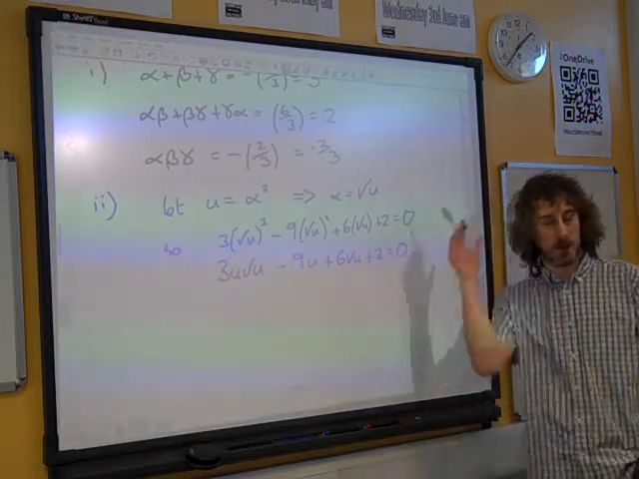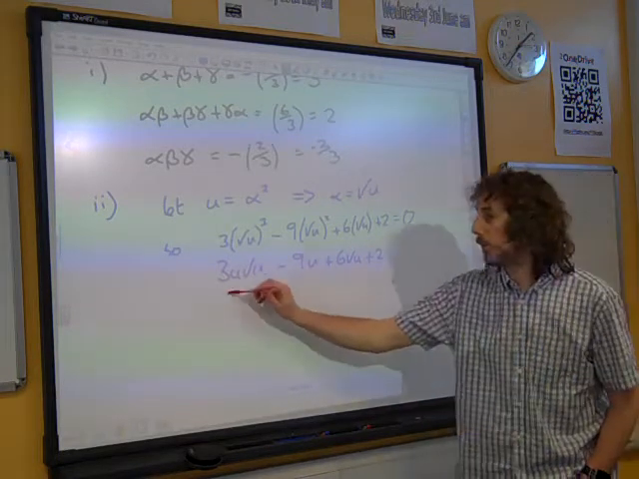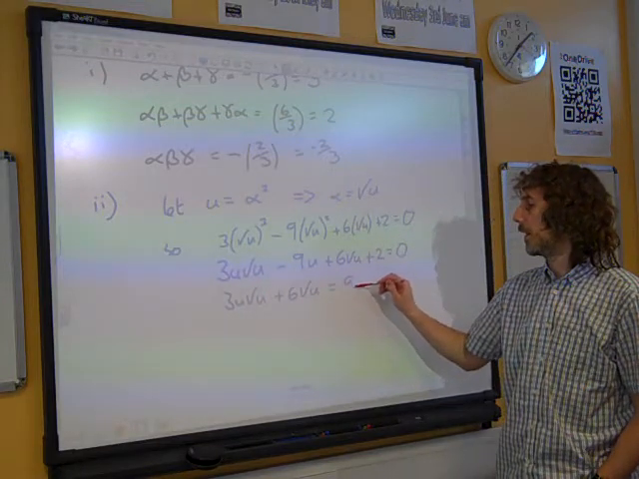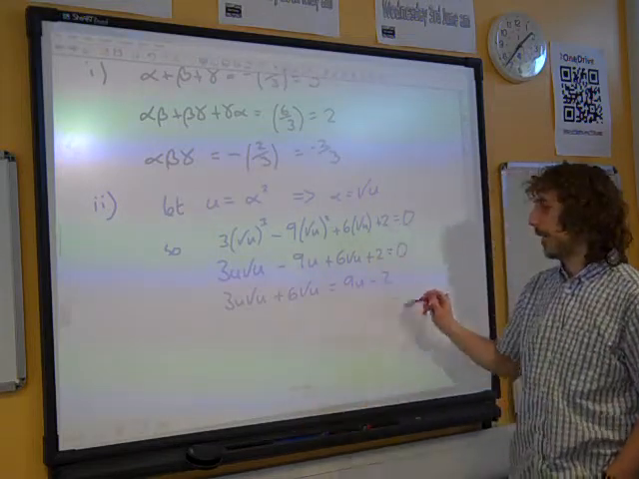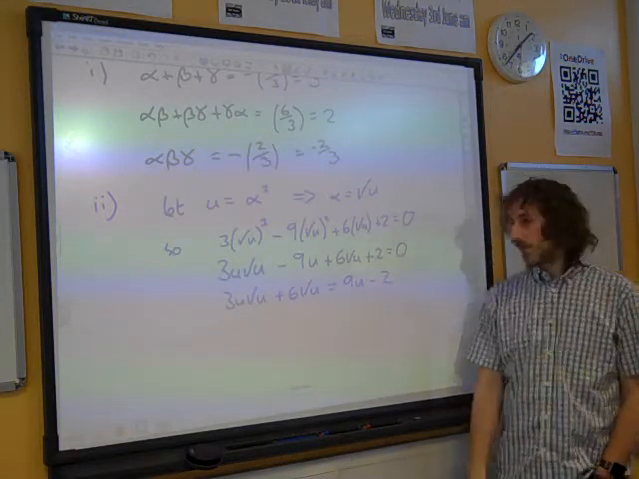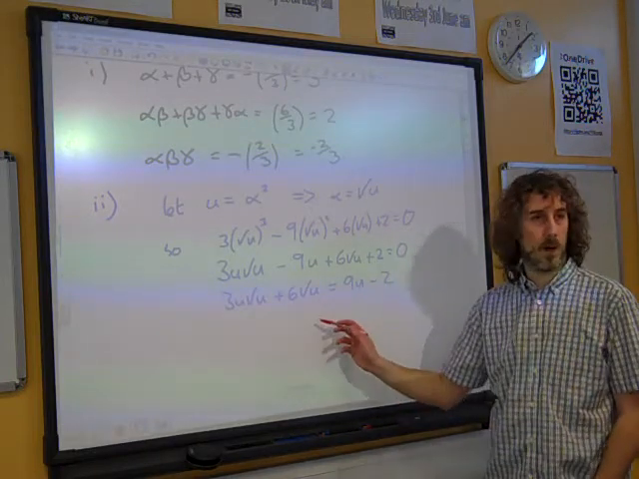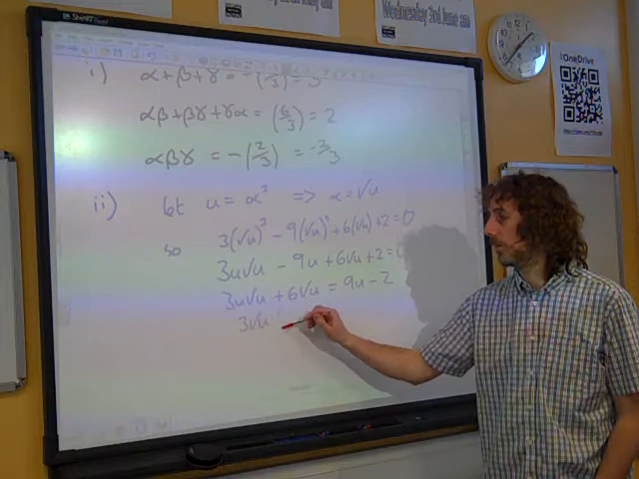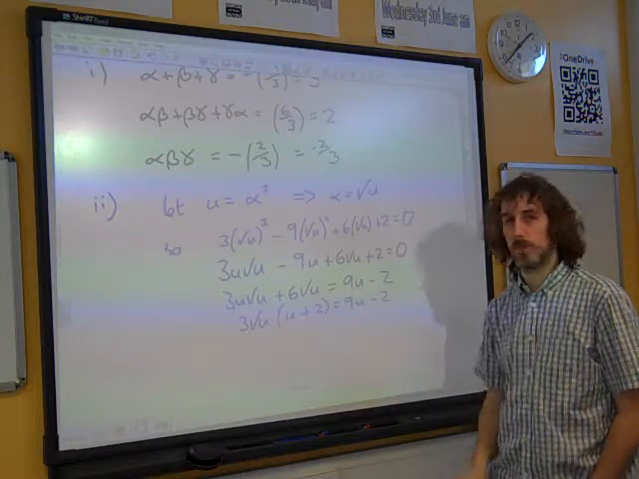What I'd like to do is isolate root u, get root u onto its own. So, can I rearrange things a little bit? Well, we'll do it step by step. Let's keep the root u terms on that side and put the other terms, that's going to be a minus, over onto the other side. So it looks like that. So what do we have? We've got this that we can factorise, can't we? We've got a common factor here of 3 root u times u plus 2 is 9u minus 2.